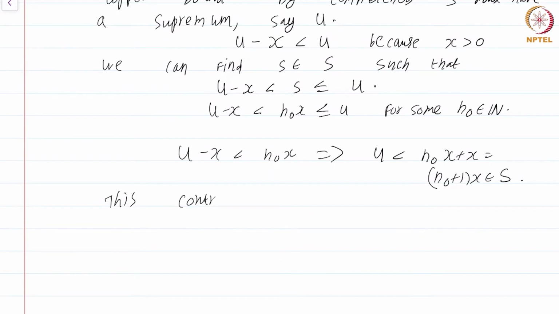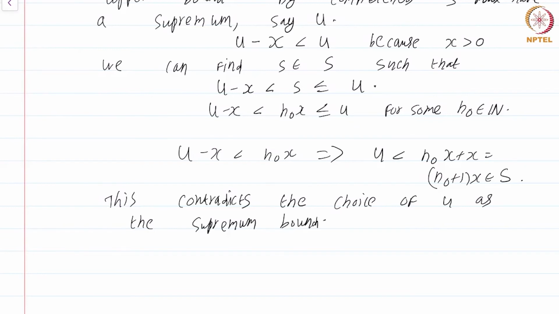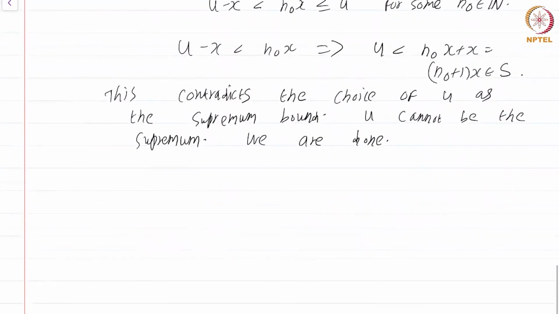Okay. This contradicts the choice of u as the supremum. It has to be an upper bound in the first place. It's not. This shows that u cannot be the supremum. So our assumption that the set S was bounded above is wrong, and we are done. The Archimedean property is proved.